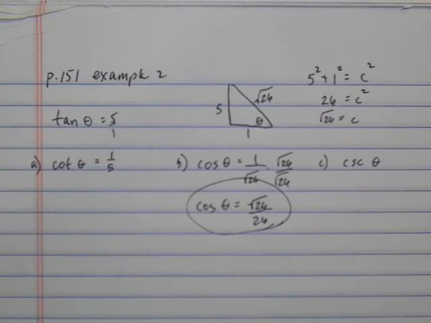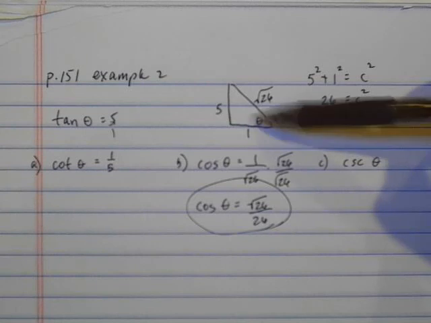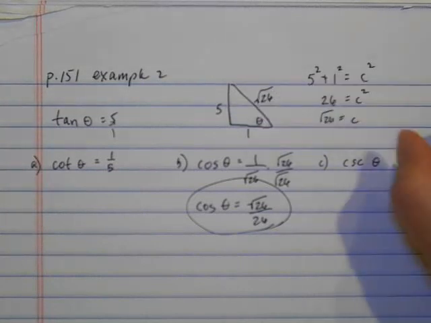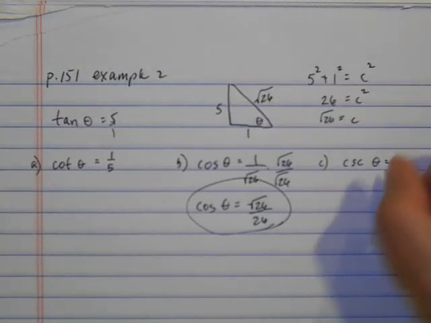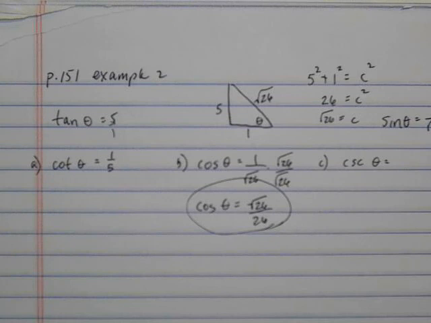Cosecant is the reciprocal of sine. So sine is 5 over the square root of 26. So the cosecant would be the square root of 26 over 5.